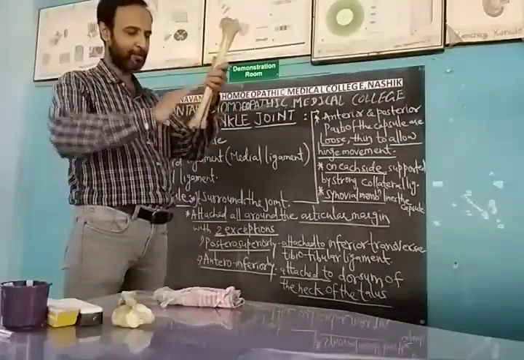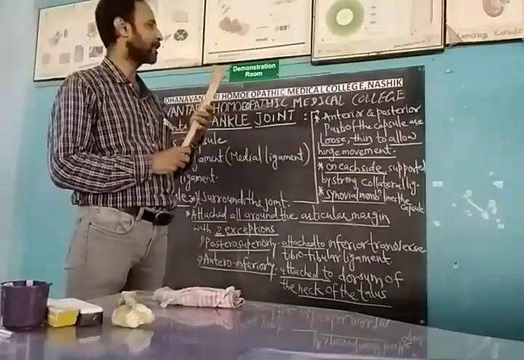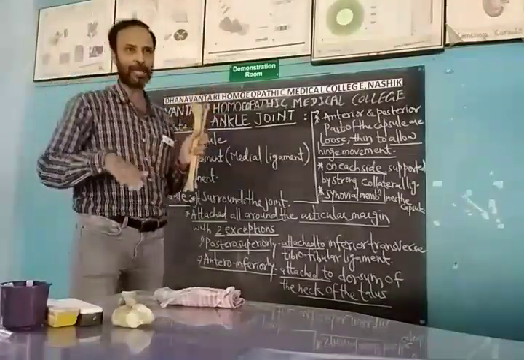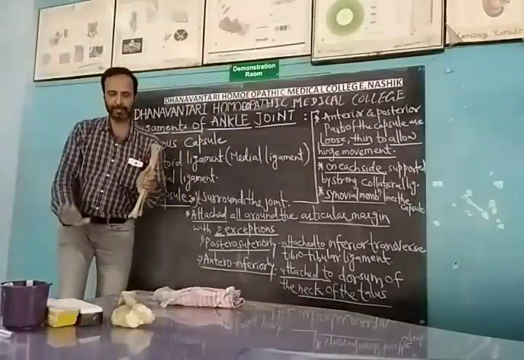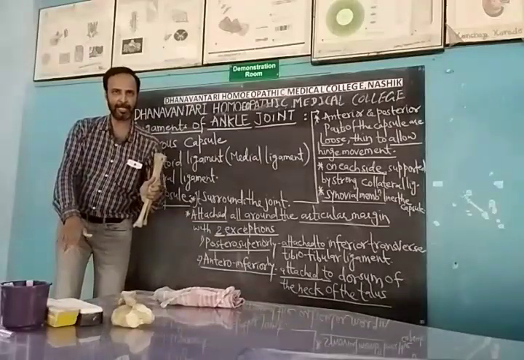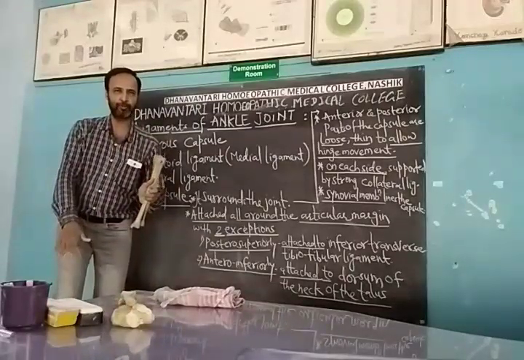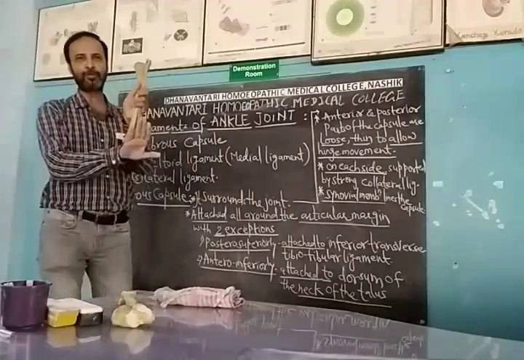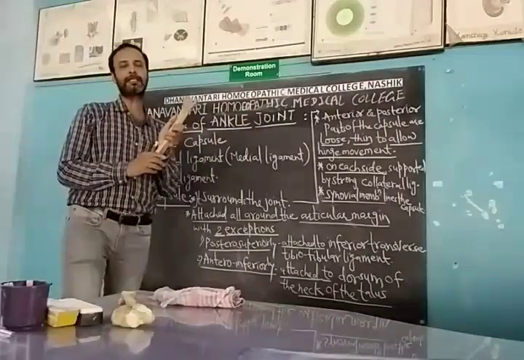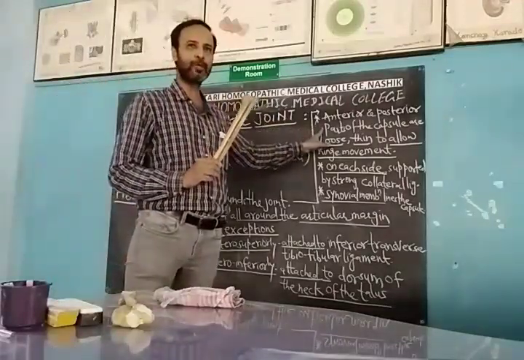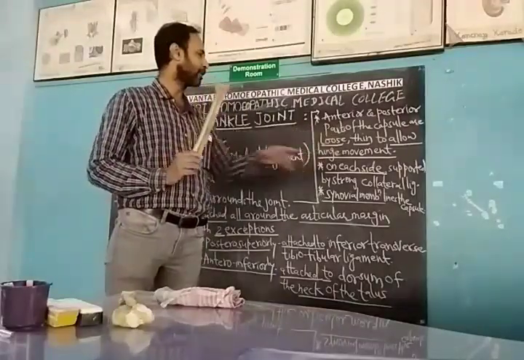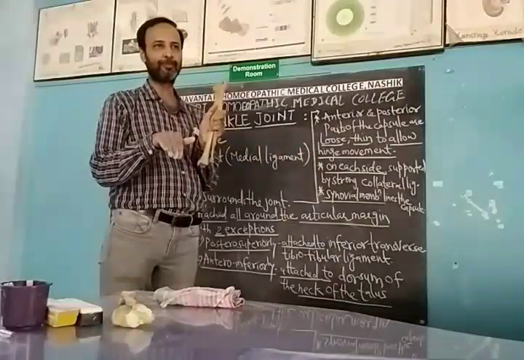Anteriorly and posteriorly, the capsule is loose and thin. Because in the joint movements, dorsiflexion and plantar flexion, this movement is allowed because of the hinge. So we can say this capsule is loose and thin on its anterior and posterior parts. Therefore it allows a hinge movement. The hinge movement is possible.